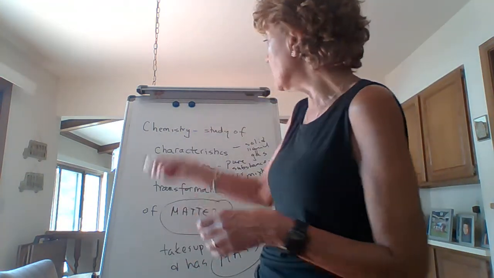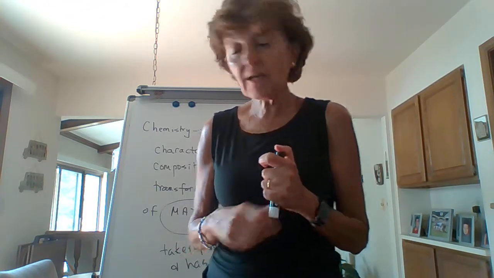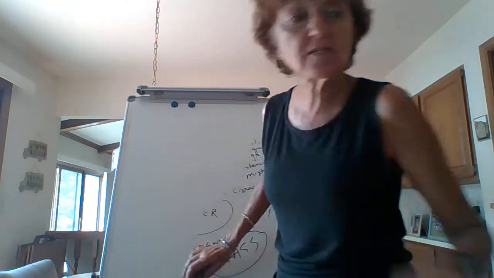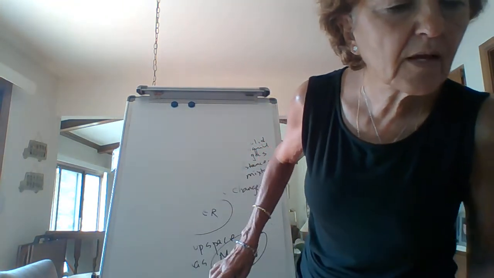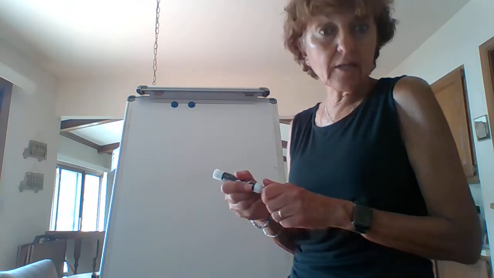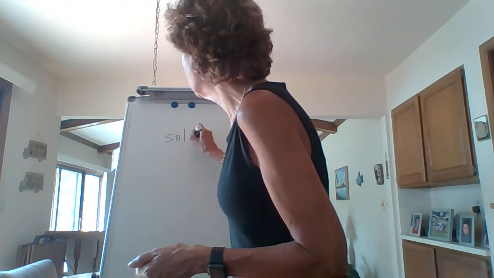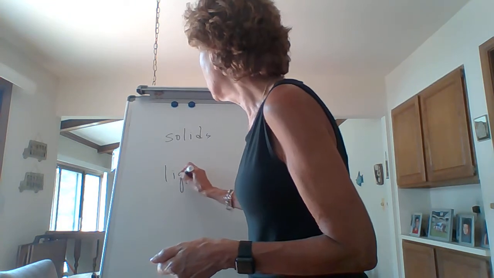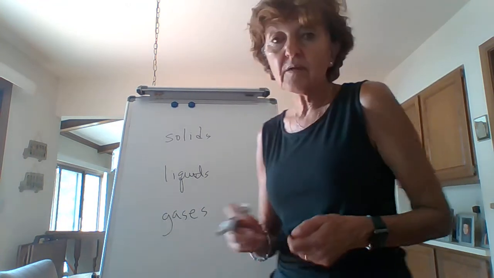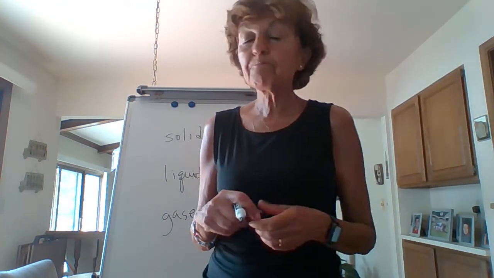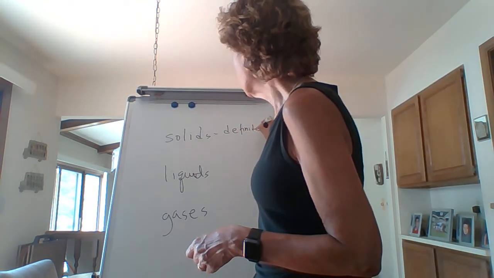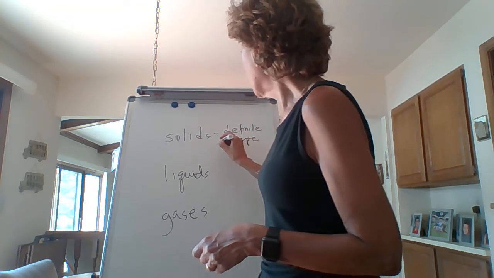All right, so now you know the definition of chemistry. Let's focus now on the next thing on our what you need to know list, which is know the 3 physical states of matter. What are the 3 physical states of matter? Solids, liquids, and gases. Let's talk about some properties that solids, liquids, and gases have. A solid is going to have a definite shape and definite volume.